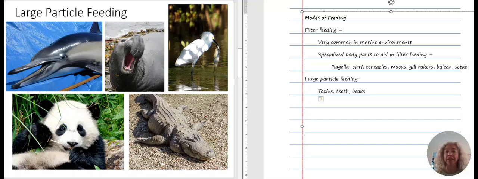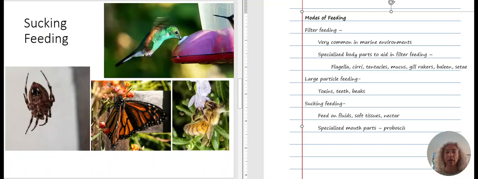Whatever they are using to feed or whatever they are feeding on, again, there is so much diversity in the animal kingdom. Some animals feed only on fluids or soft tissues. These animals can either directly suck fluid or pierce their food and suck the fluids. This is more commonly found in invertebrates, but the vampire bat and nectar-feeding birds, like the hummingbirds, are examples of vertebrates that also suck their food.